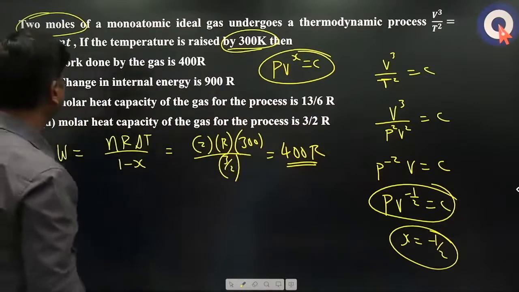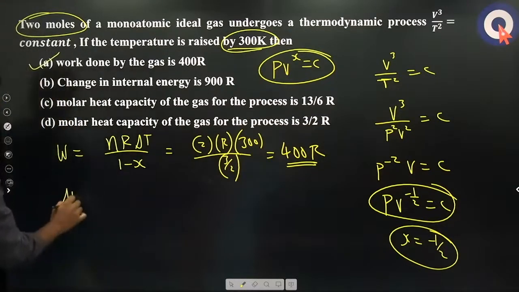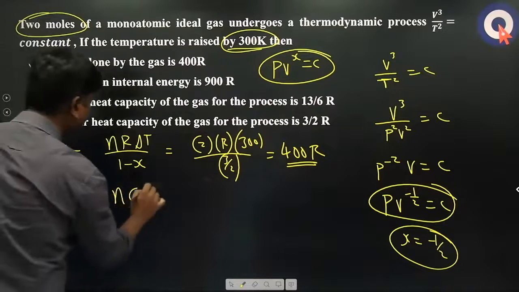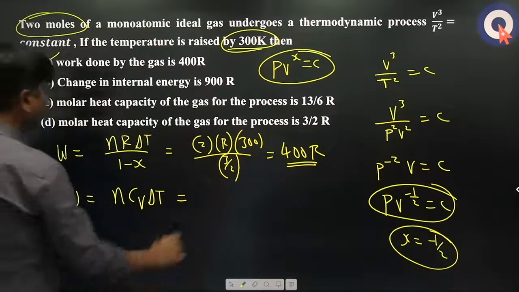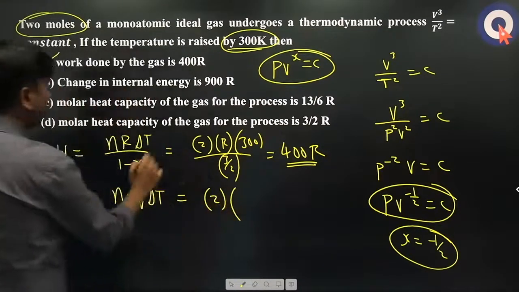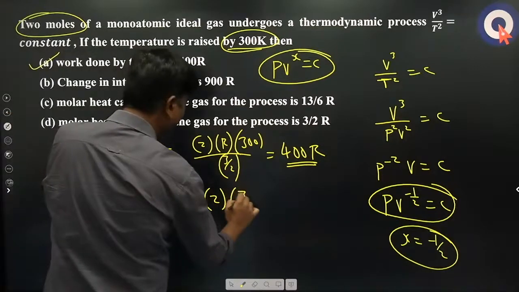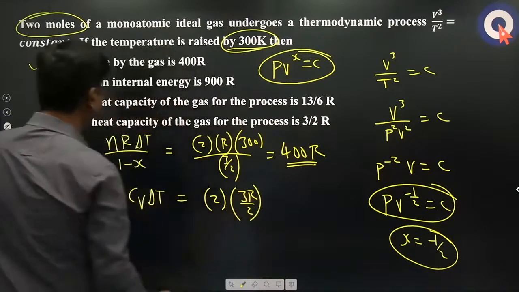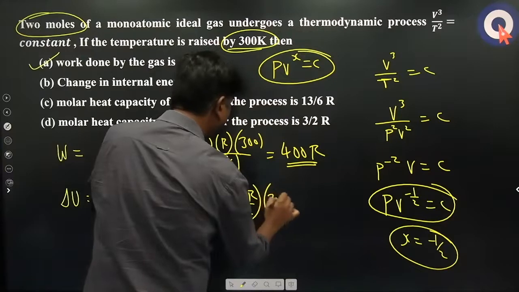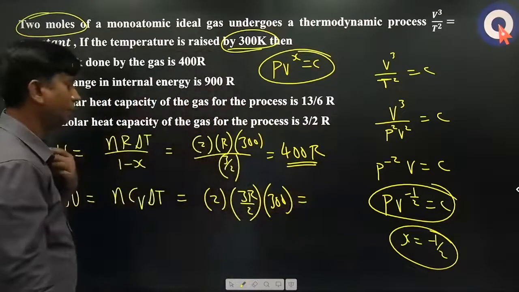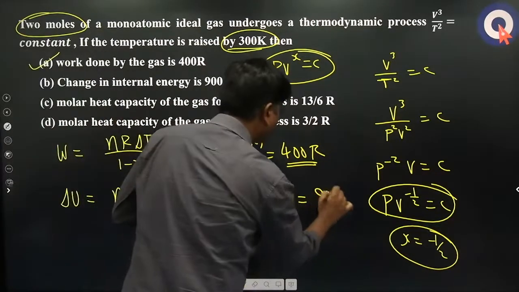Option A correct. Then change in internal energy they are asking, n CV delta T, 2 moles, CV value for monatomic gas. So CV value 3R by 2, delta T already given 300. Okay, so that is 900 R.